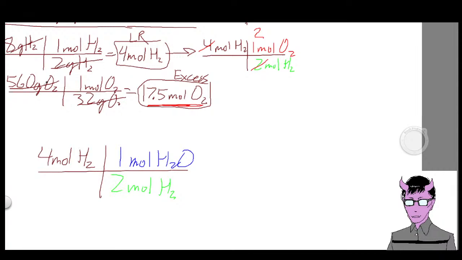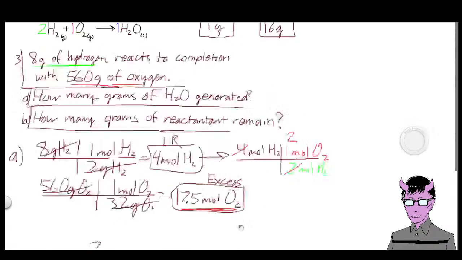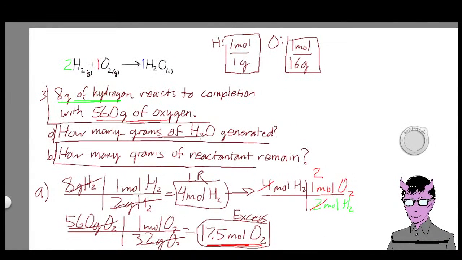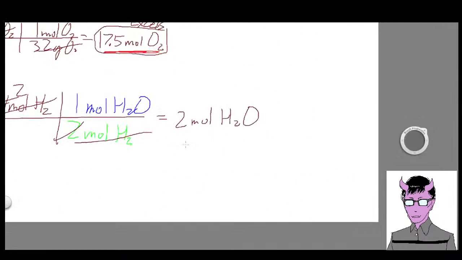Let me color pick. There you go. Cancel, cancel, which means that we're going to cancel this one more. So we're going to get 2 moles worth of H2O. But again, this is counting numbers, and we need to report our answers in grams.